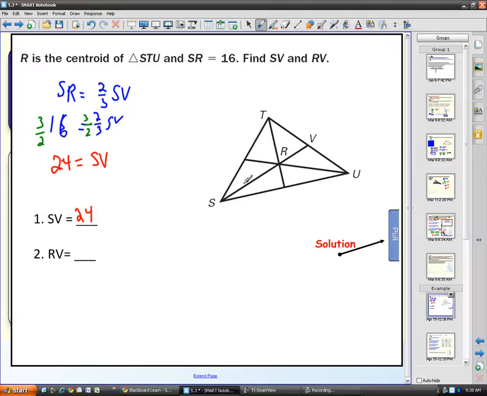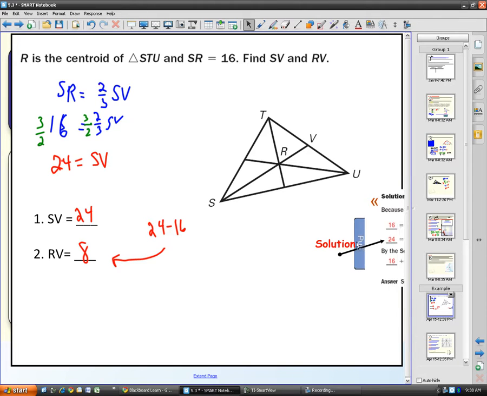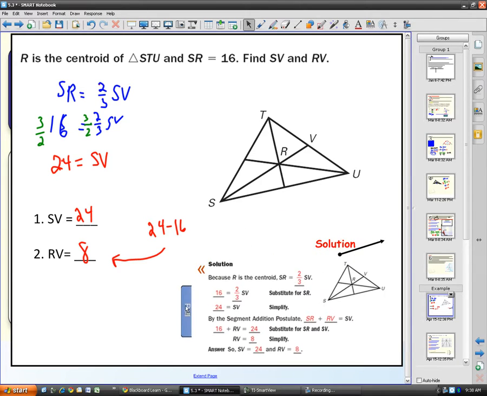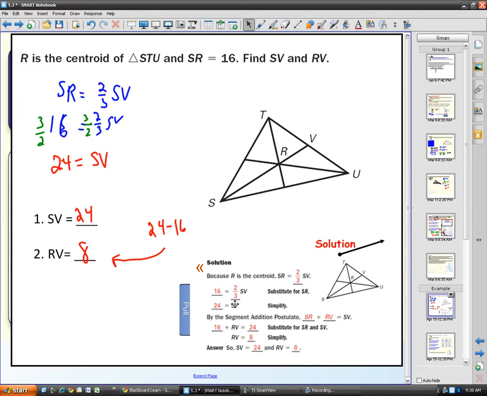That'll get me my length of RV, which will be 8. And let's pull out the solution over here and see what they have just to see if we're good. And there you go. There's my SV is 24 and my RV is 8. So that's what I was looking for.